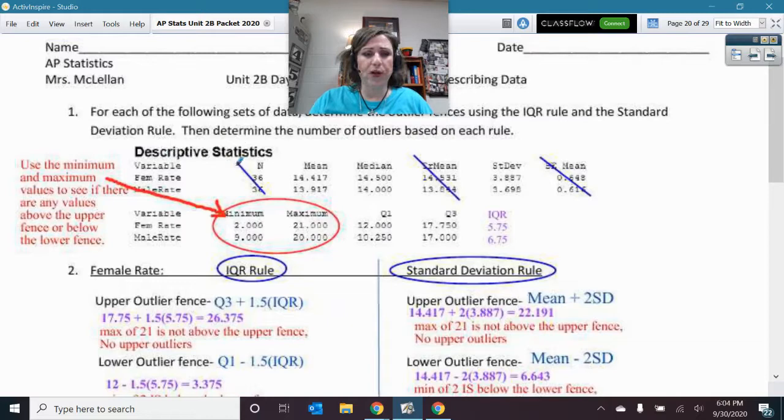And then here you had your computer printout, and there were some things you could ignore, like the number of pieces of data, the trimmed mean, and the standard error of the mean. We don't need those. And then we'll be using that min and max to determine if we have outliers or not and what kind of outliers they are. And of course, you use your Q1 and Q3 so you can get the IQR to be able to get your IQR rule fences.